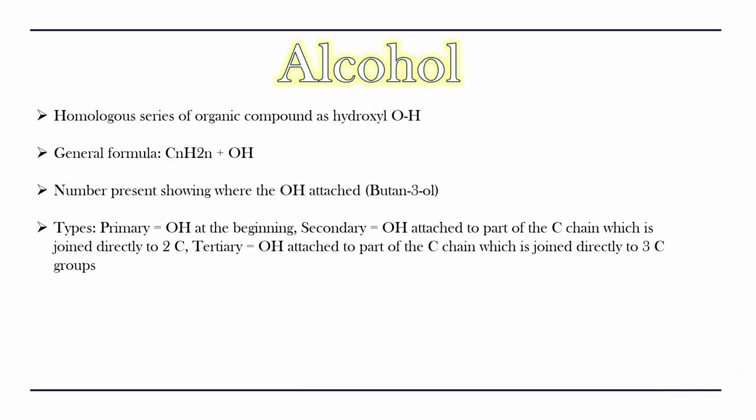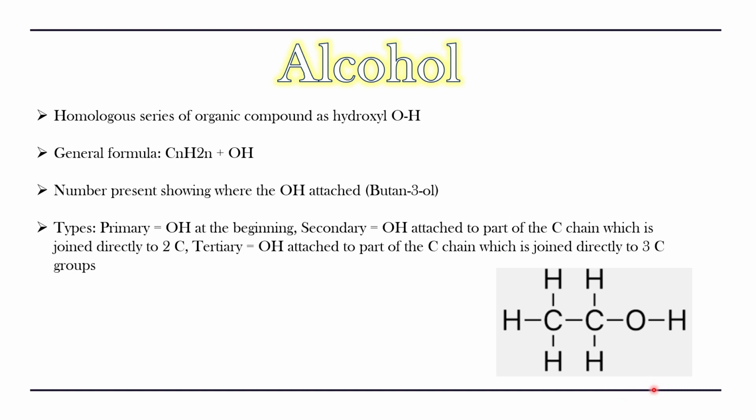An alcohol is composed of an O and H. The general formula is here. There is a number present showing where the OH is attached. There are three different types of alcohols: primary, secondary, and tertiary. Here is an example of a primary alcohol because the OH in this case is attached to one carbon. That's why it makes it a primary.